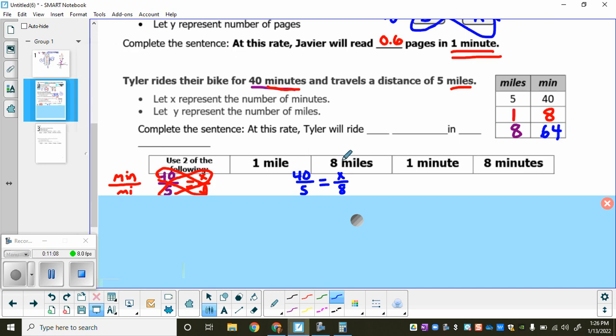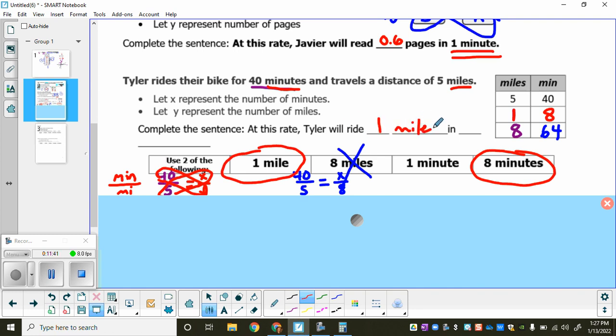Now to go 8 miles, if I were to put that in the blank up here, I need something that says 64 minutes. So I am now going to eliminate 8 miles because I know I don't see 64 minutes. Whoops, I don't want to delete that. I just know that 8 miles, I don't see 64 minutes. Now for 1 mile, we said that it was 8 minutes. So those are going to be the things that we use to fill in the blanks. So at this rate, it looks like Tyler will ride 1 mile in 8 minutes.